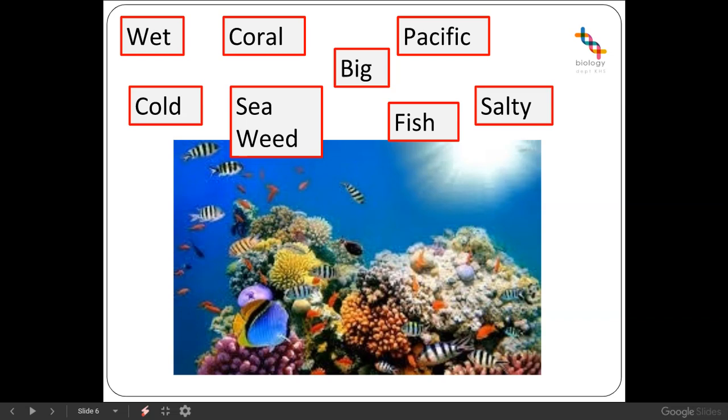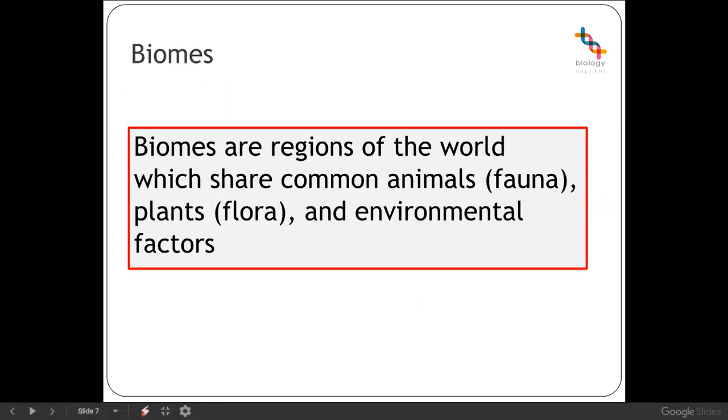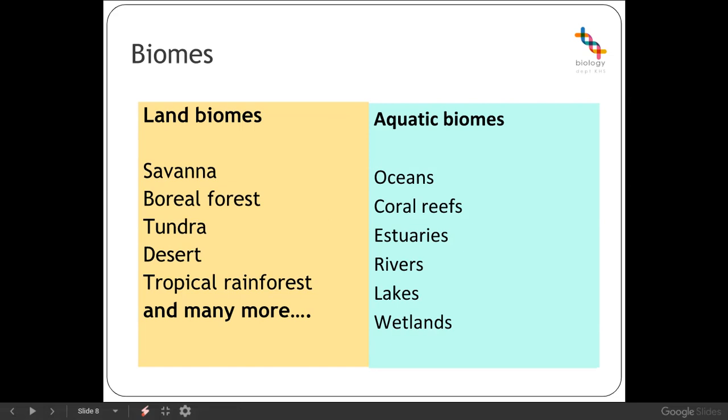And essentially that's exactly what we mean when we talk about a biome. We're talking about a specific region of the world, a specific area, which shares common animals, which are referred to as fauna, common plants, referred to as flora, and common environmental factors. So we have very different biomes in different areas of the world. We have some which are land biomes and some which are aquatic biomes. So land biomes might be the savanna, forests, tundra, desert, tropical rainforests. Aquatic biomes could be oceans, coral reefs, rivers, lakes.